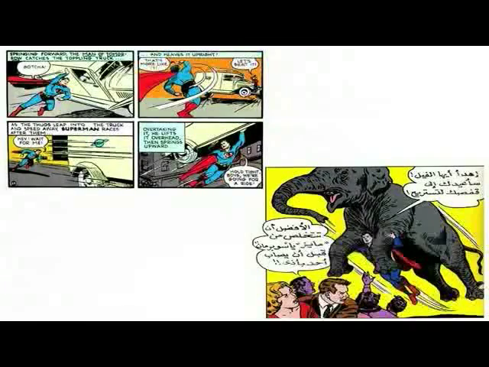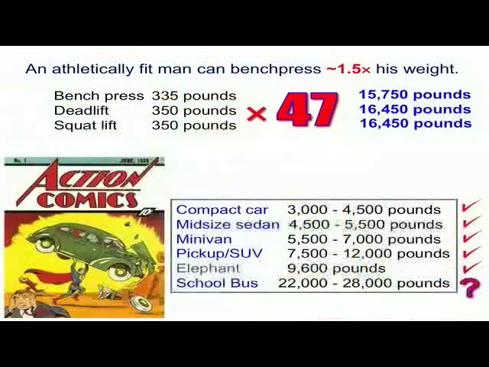I found this image online from some, I think, Arabic comic. I have no idea what they're saying, but I bet it's a really good elephant joke. An athletically fit man, most of us, can bench press about 1.5 times their own weight. And so for a 225-pound Superman with 47 times as strong of muscles, he probably should be able to lift, bench press, all that stuff like 7 or 8 tons. So let's go down the checklist of things he supposedly can do.